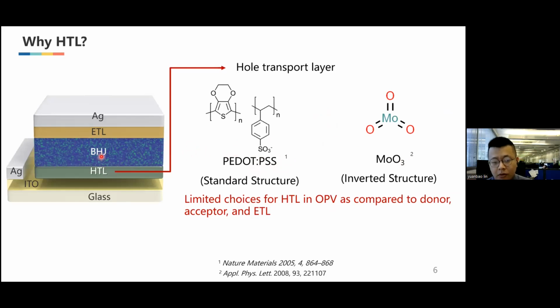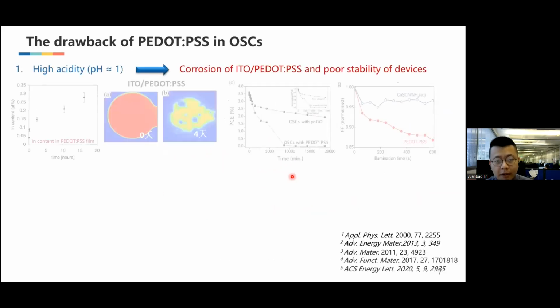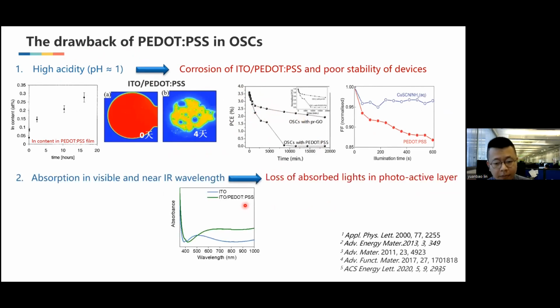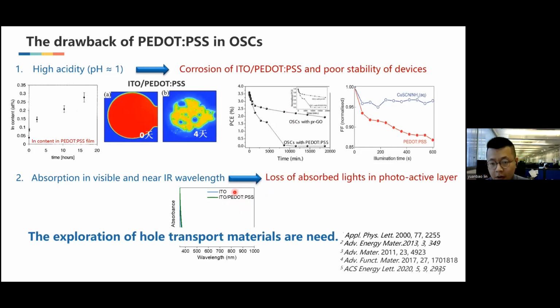But as compared to the photoactive layer or electron transfer layer, there is limited choice of hole transfer layer in OPVs. And PEDOT:PSS has some drawbacks because it's a highly acidic material. After some time, the ITO will degrade, and this is not good for device stability. Also PEDOT:PSS absorbs some visible and near-infrared wavelengths, so we lose light in the photoactive layer. So we need to develop new hole transfer materials for OPVs.